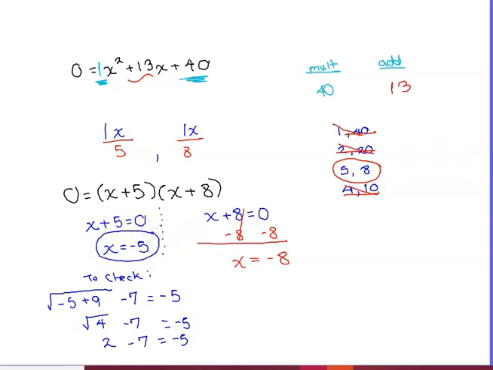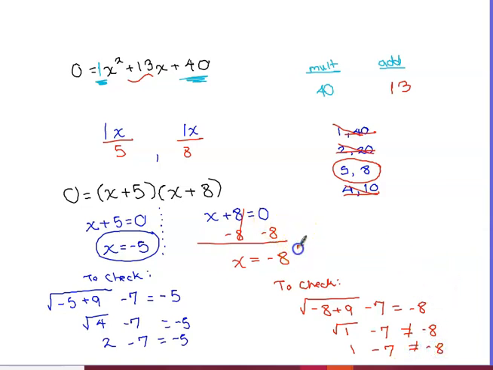For the next solution, I'm going to replace all of the x's in the original equation with negative 8. And I have negative 8 plus 9, which is 1. The square root of 1 is 1. And 1 minus 7 does not equal negative 8. So this is an extraneous solution, x equals negative 8.